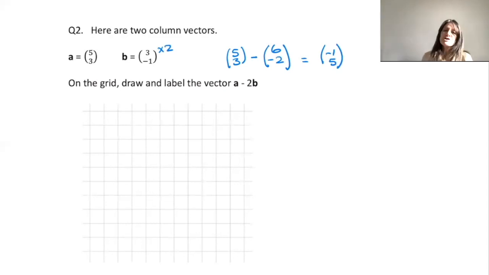So the resultant vector that we get from doing A minus 2B, oh, the sun's just come out and hit me. Yeah, I'm just going to be very bright in your screen now.